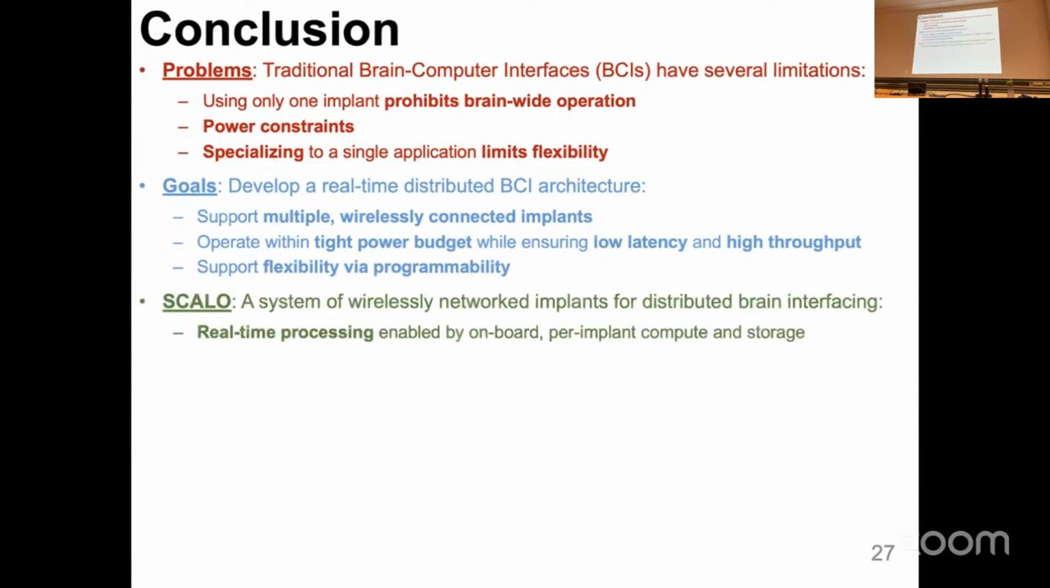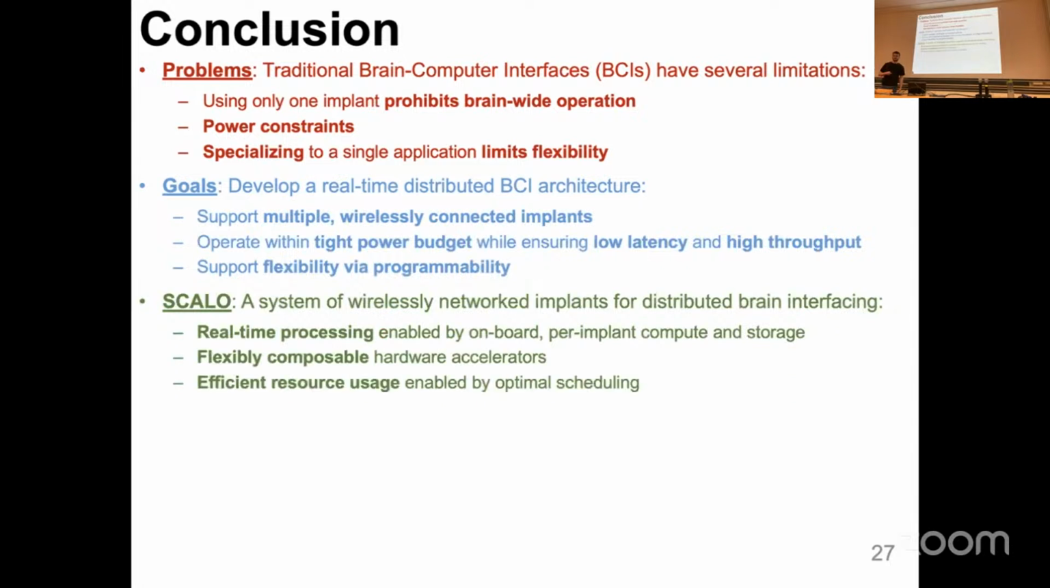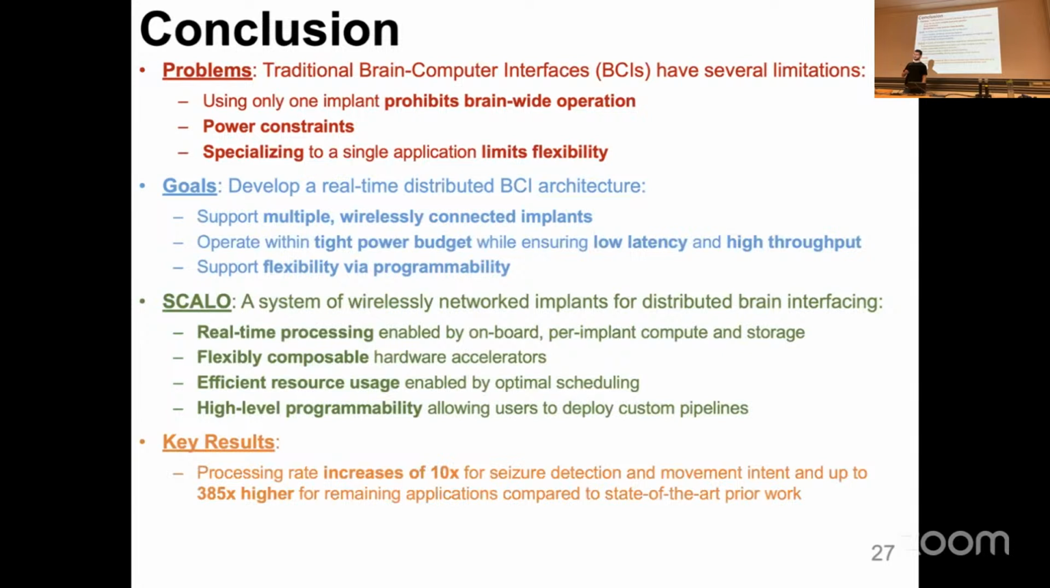And then again, what Scalo presents as a solution: real-time processing, flexibly composable hardware accelerators, efficient resource usage, and high-level programmability. And again, the key results: processing rate increases of up to 10x for seizure detection and movement intent, and up to 385x higher for the remaining applications, specifically in comparison to Halo plus SVM, as we've seen. Again, operation within 15 milliwatts per implant, and scalability up to 60 implants.